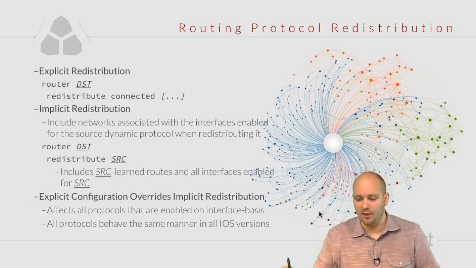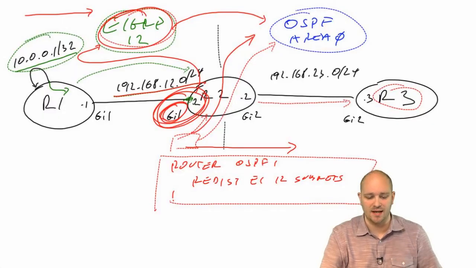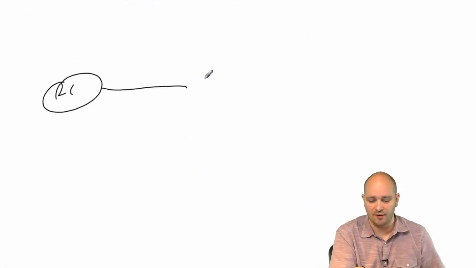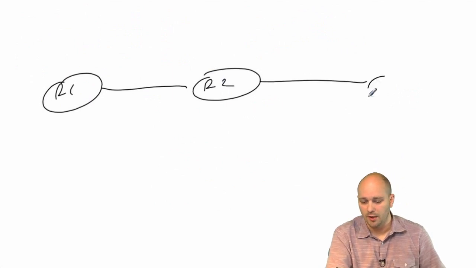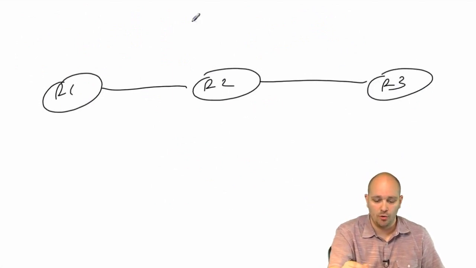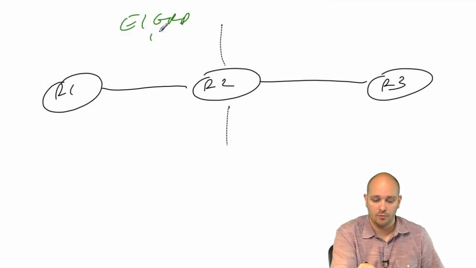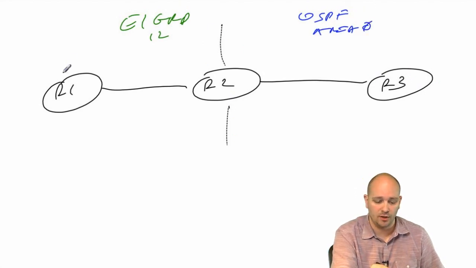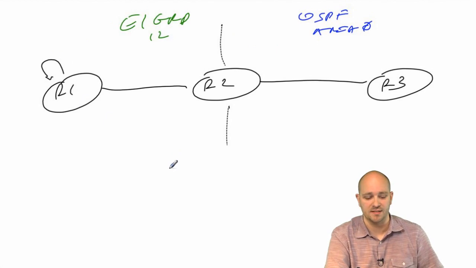Well, to take a look at that, let's expand our example here a little bit. And I have to clean it up. I'm running out of places to draw here. So let me just redraw that. So I have R1, R2, and R3. So we know that here we have EIGRP 12, and that here we have OSPF area 0 running, and we know that we have this loopback interface here.